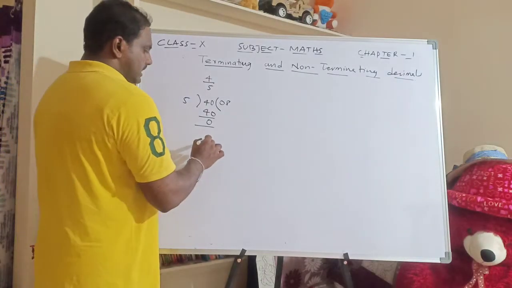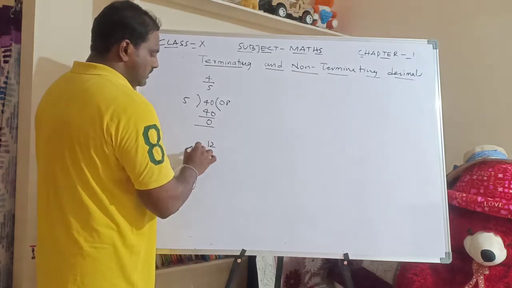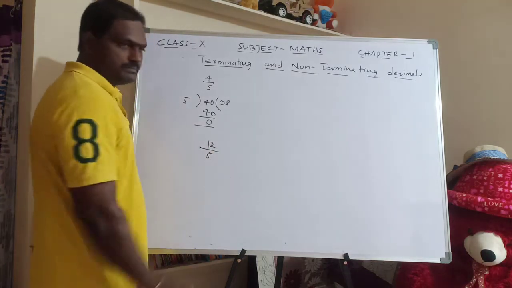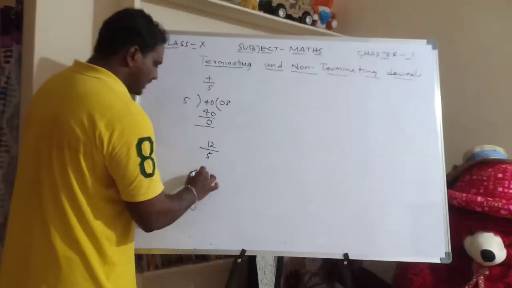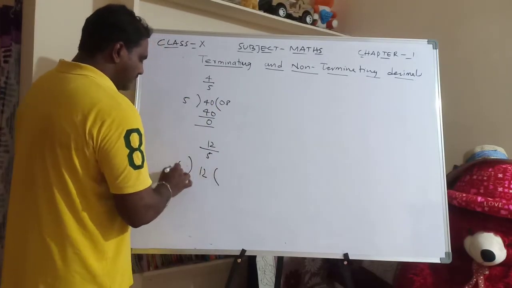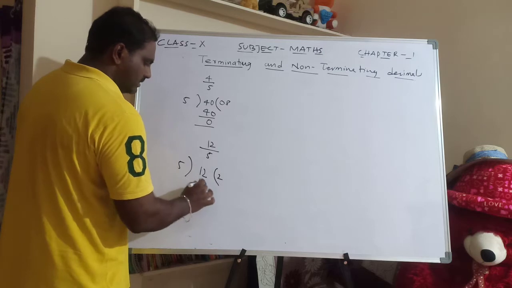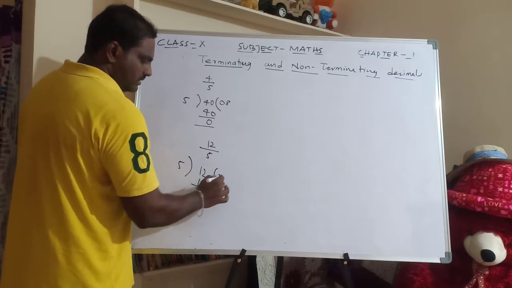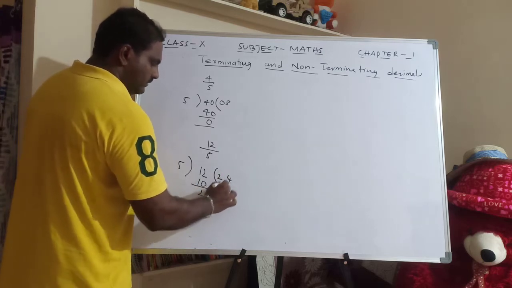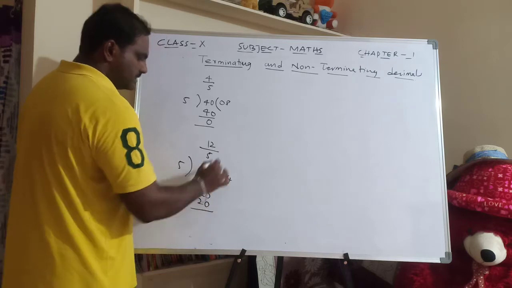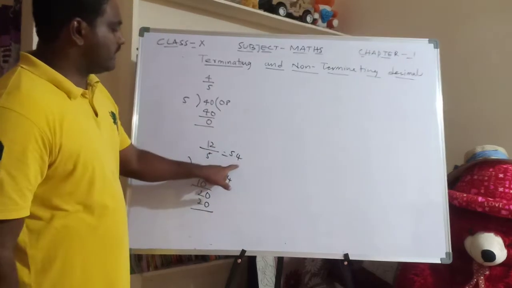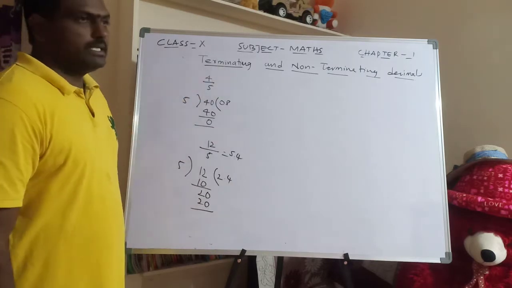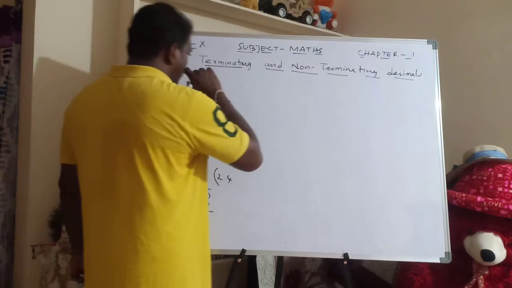One more example I will explain: 12 divided by 5. Same method. I take 12. 5 1s are 5, 5 2s are 10. What is the remainder? 2. I will keep the point, and it is 0. 5 4s are 20. That means what is the value here? 5.4. It is terminating. I'll take one more example.